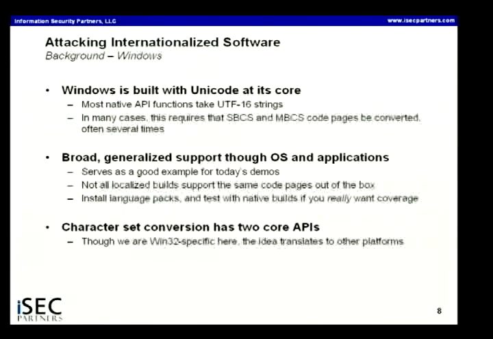Broad generalized support through OS and applications. Because it's so integral, and because Windows has been designed from the ground up of late anyway to be Unicode compliant, there are always some free things you get for internationalization with programming in Windows. If you use a WCHAR type, and if you use the core libraries, you're just going to be able to work across different locales, and it's not going to be very difficult. That's why it serves as the example for today's demos, because it does have such core support, but at the same time, everything isn't the same.